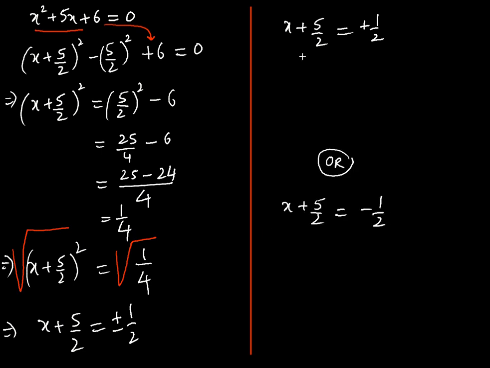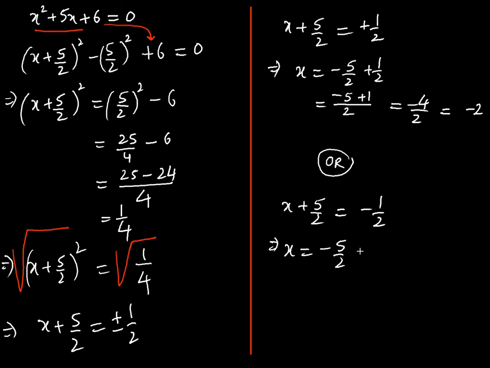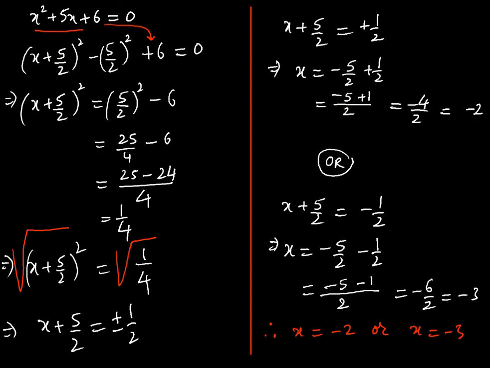Solving this, we get x is equals to minus 5 by 2 plus 1 by 2, which is nothing but minus 2. And solving this, we get x is equals to minus 1 by 2 minus 5 by 2, which is minus 6 by 2, which is minus 3. So the roots of this equation x square plus 5x plus 6 is equals to 0 are minus 2 and minus 3. Solving quadratic equation geometrically is a time-consuming process. Therefore, we are now going to solve it using a shortcut method.